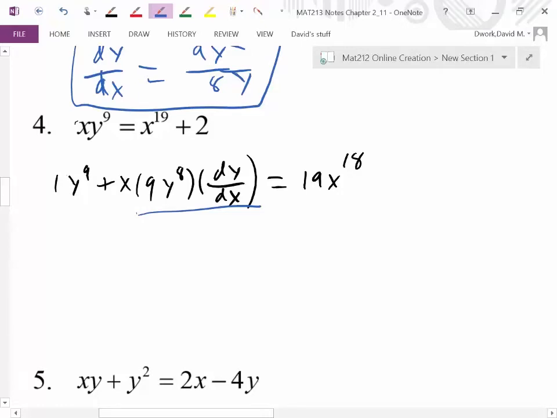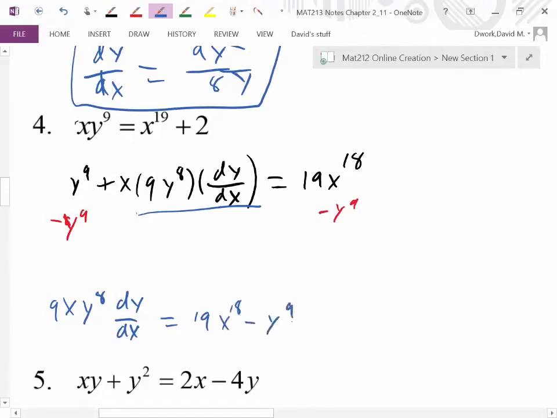So 1 times y to the 9th, that's the same thing as just y to the 9th, right? So what we're going to do is say, we're going to subtract that over, no matter what it is. If it doesn't have a dy dx, it subtracts over. All right? So then that's going to leave us with 9xy to the 8th dy dx, which is equal to 19x to the 18th minus y to the 9th.